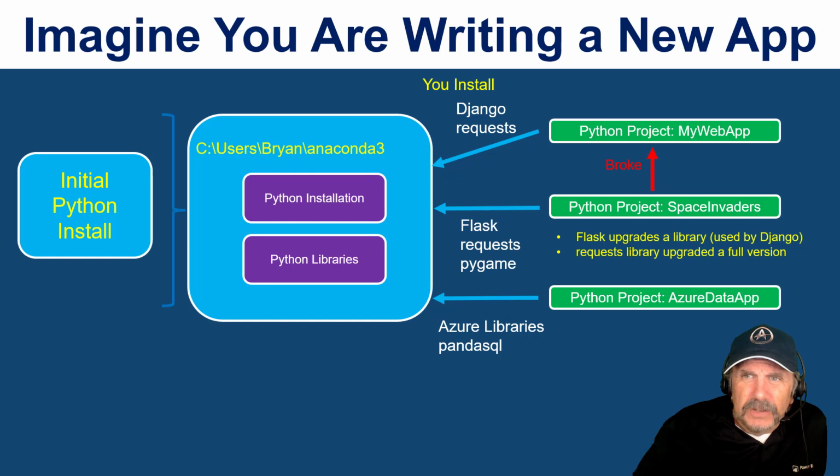The net result is I broke my web app because I installed libraries in one common place that all of my applications are sharing, and it broke my application. You might say, well, why would that happen? I mean, I've got the library. Well, there's two ways it could happen.